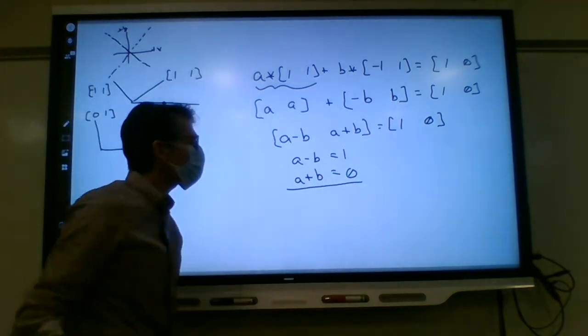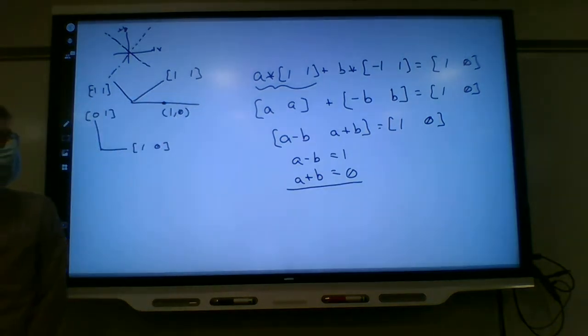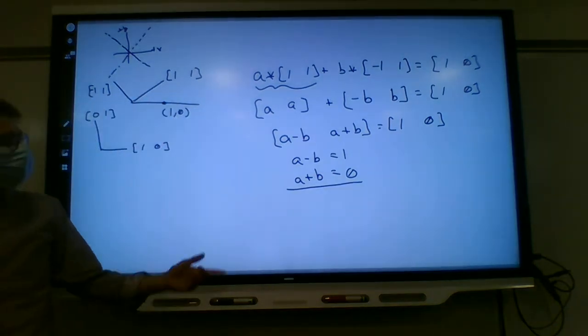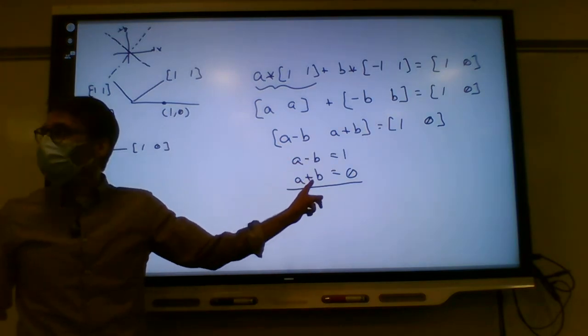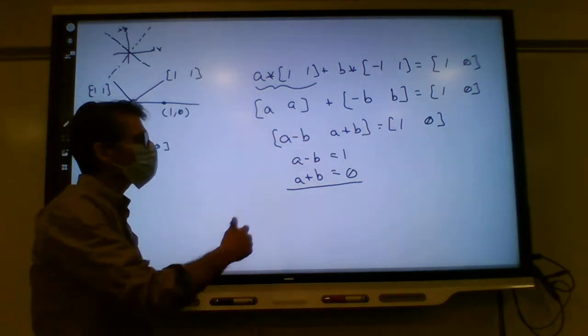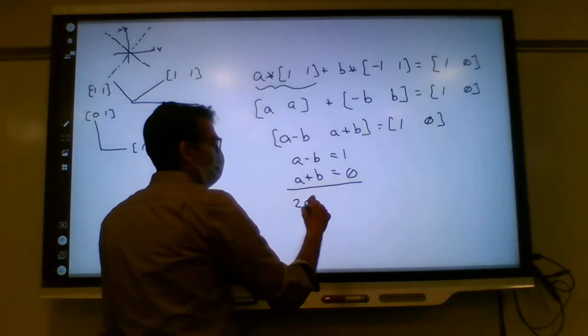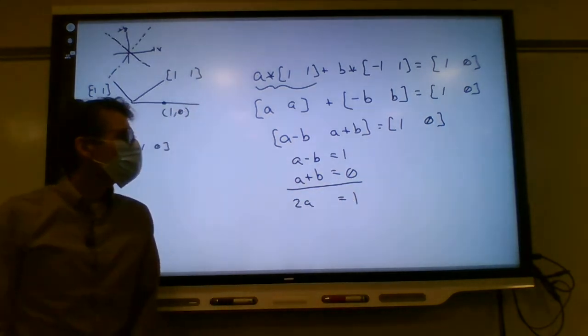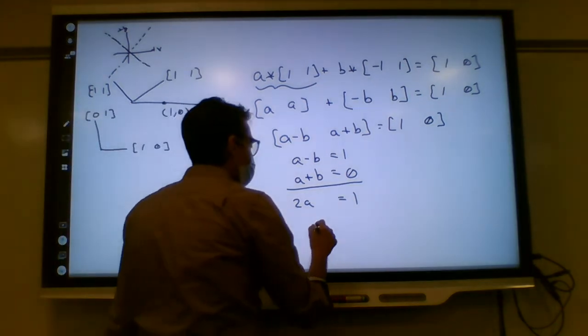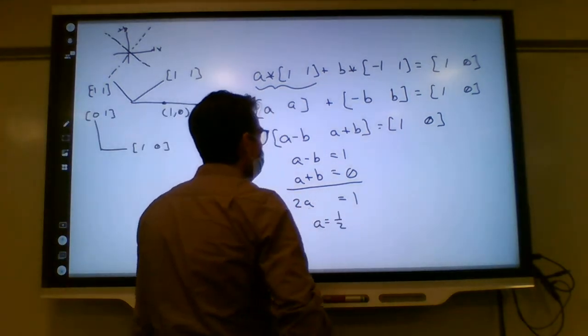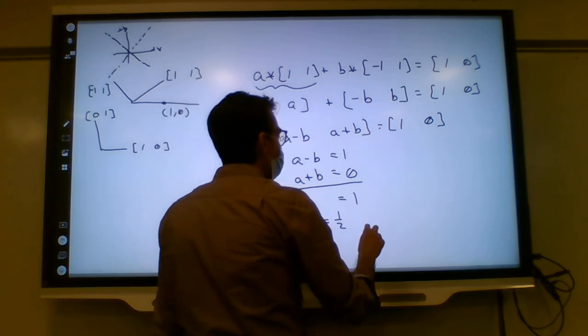How would you go about solving this system of equations? We could eliminate one of the variables, but in this case, it's already set up for us, right? Negative b and b. So if we just add these two together, what happens? We get 2a equals 1. So a is 1/2. And then if a is 1/2, what is b?